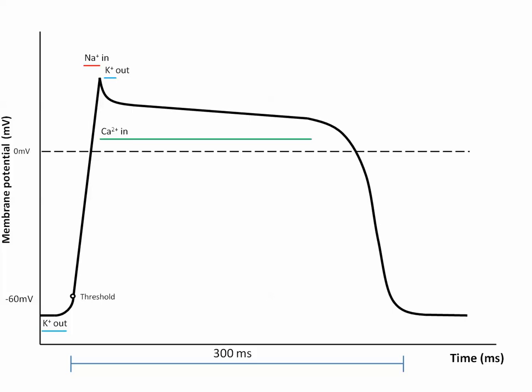And then as the delayed rectifier potassium channels activate, again there's an increase in potassium conductance, and the outward potassium current is re-established, returning the cell to the resting membrane potential.